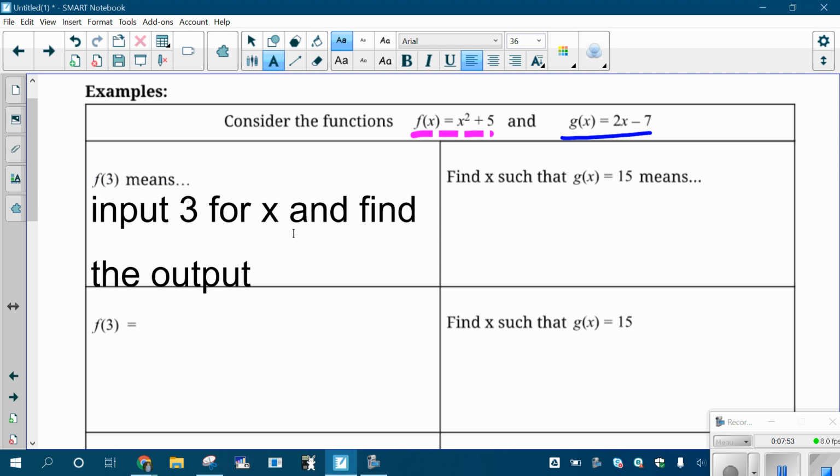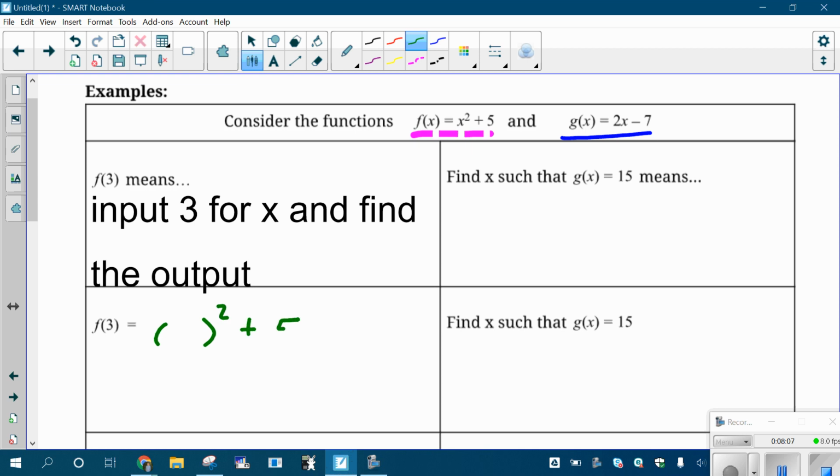Now, you input 3 for x into which equation? Well, the f one. Okay. So it's saying take your f equation that says x squared plus 5. Don't write x squared plus 5. Input 3 in the place of x. So write 3 squared plus 5. What's 3 squared? 9. 9 plus 5 is 14.